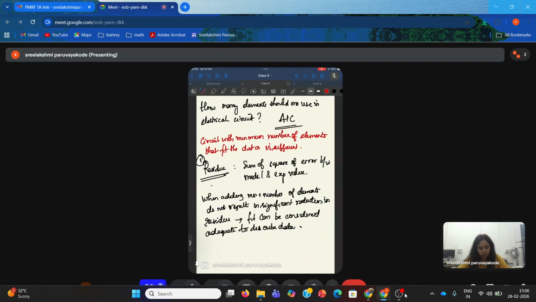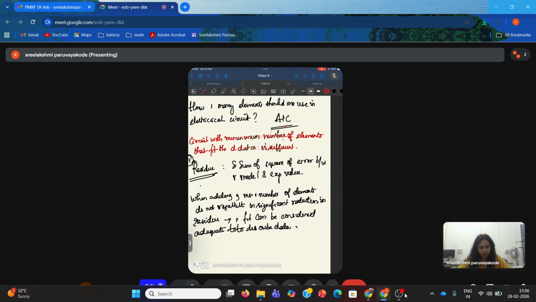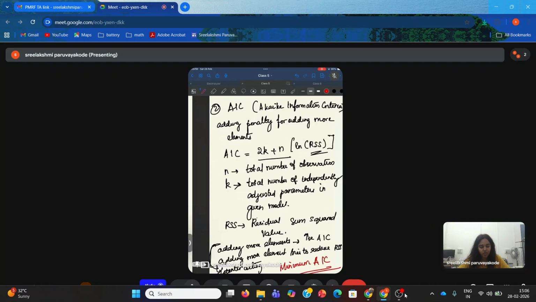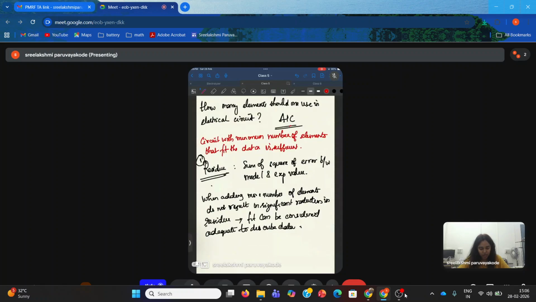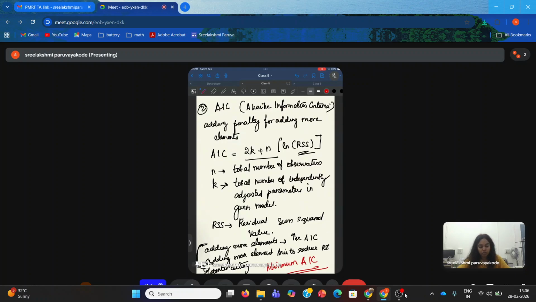How many elements one should use, we had understood. There is an archaic information criterion where we can find the residue, or the sum of the square of the error between the model and experimental value. A more reasonable one is AIC, because it accounts for the addition of each number of elements, and at the same time it gives a penalty for that particular addition. So that is what AIC was.